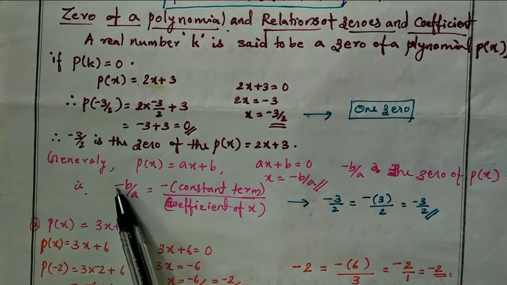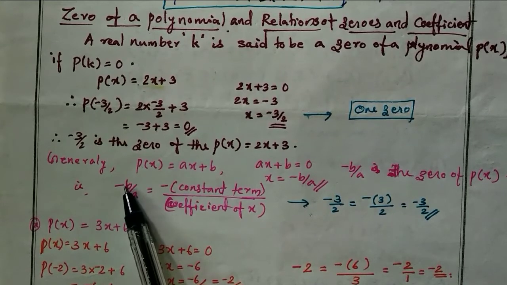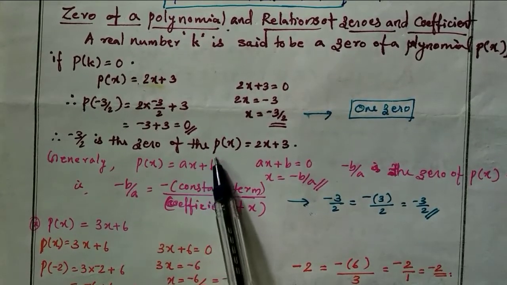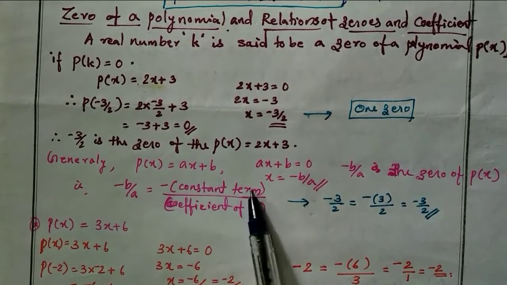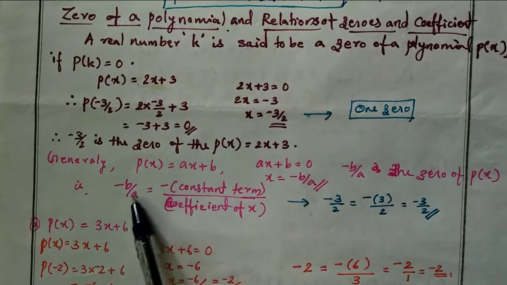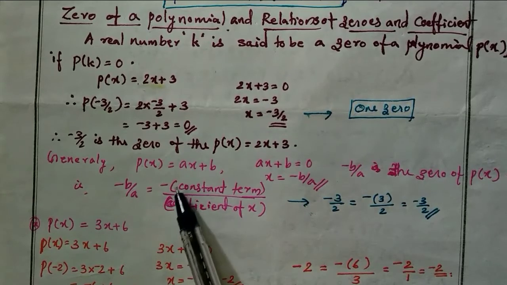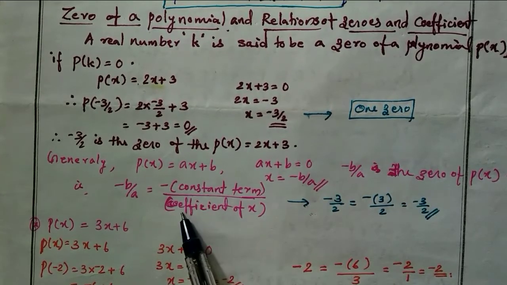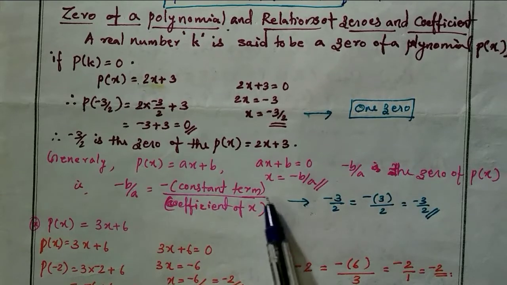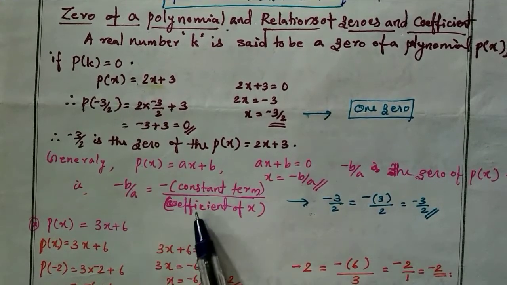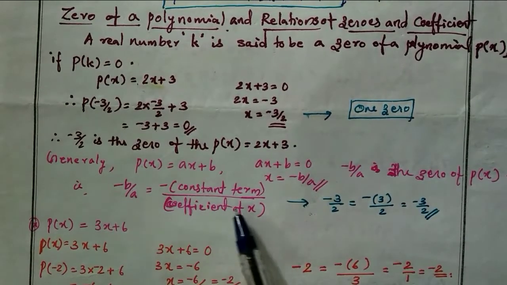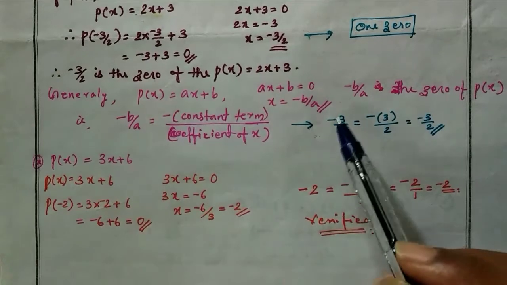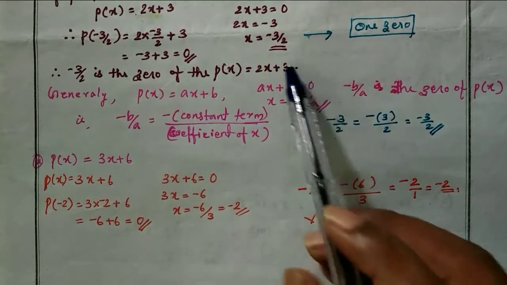So here minus b by a can be described like this: b means the constant term, correct? b means constant term. So you take minus of the constant term divided by a, and a means the coefficient of x. So minus of constant term divided by coefficient of x. Okay, so this is the relation between zeros and coefficient of a linear polynomial.